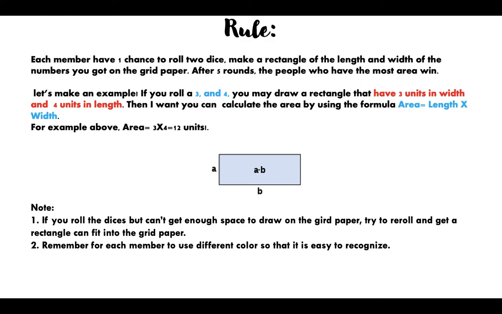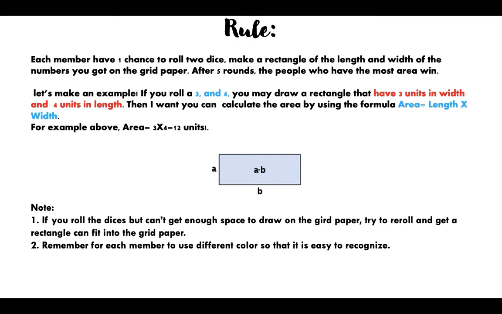If you roll 2 dice and one is 3 and another one is 4, you can draw a rectangle that has 3 units in width and 4 units in length. Then use the formula I provided here, which is: area equals the product of length and width. In the example above, the area is going to be 3 times 4, which is 12 square units. And here is a picture to indicate the area formula.